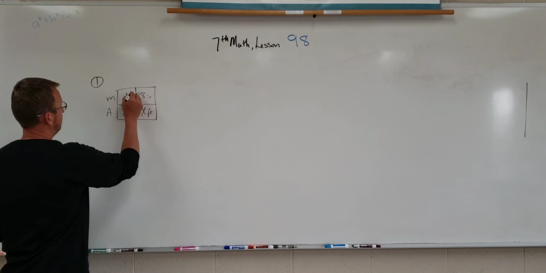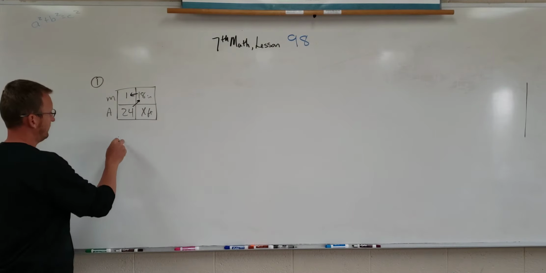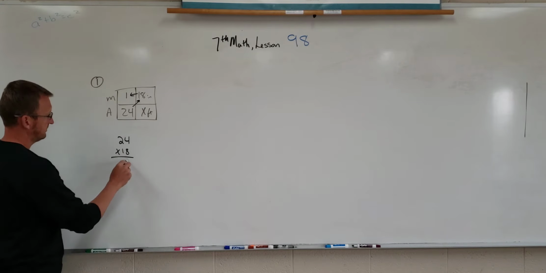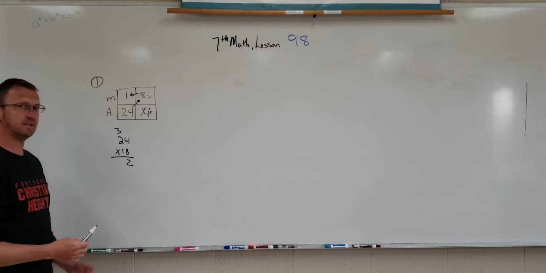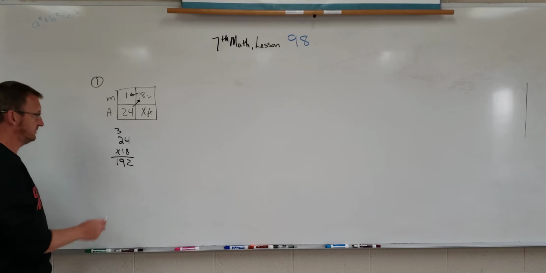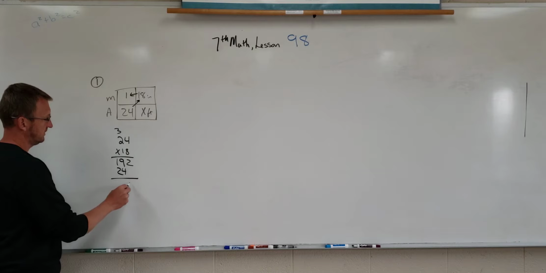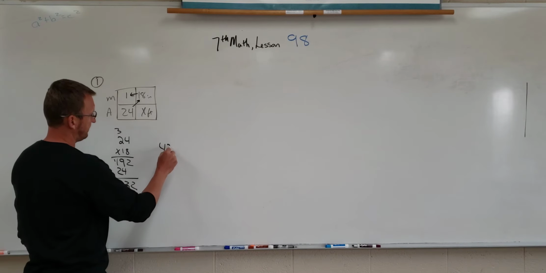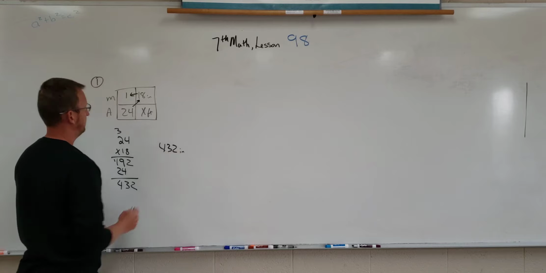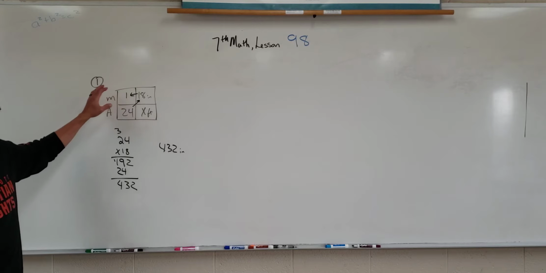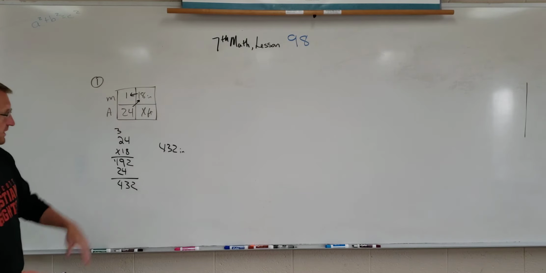Cross, multiply, divide. So, 24 times 18. 8 times 4, 32. 8 times 2, 16, plus our 3, gives us 19. 4 and 2. So I've got 2, 9 plus 4 is 13, 1 and 1 gives me 4. So we have 432 inches. Now, notice we would have divided that by 1 in terms of cross multiply divide. Since we divided by 1, it stays.